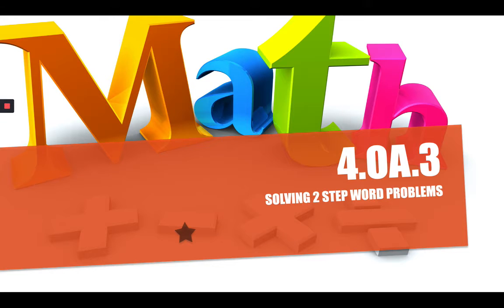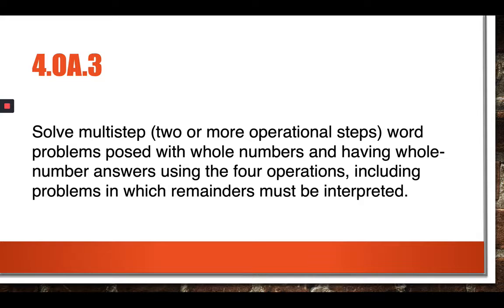This video is going to focus on 4OA3, solving two-step word problems. 4OA3 is a fourth grade standard that requires students to solve multi-step word problems that include whole numbers and have whole number answers, and any of the four operations can be used in these problems. Also, a part of this standard includes remainders that must be interpreted. So we will look at some problems that have remainders, some that don't have remainders, so that we can understand how to interpret when a remainder does exist.